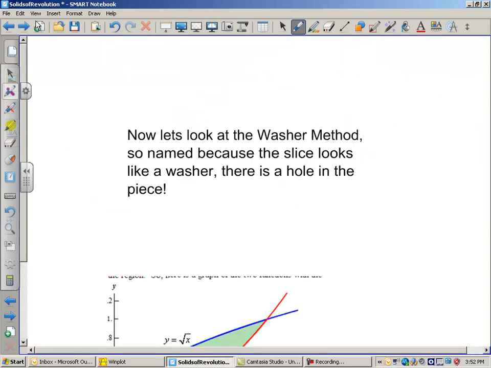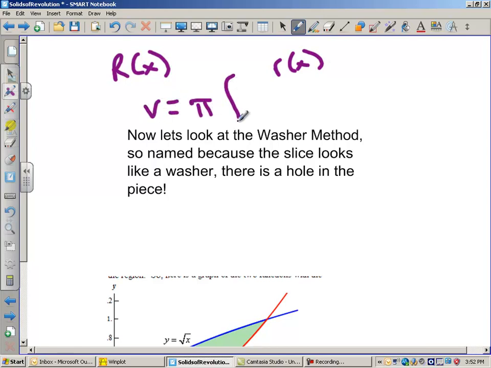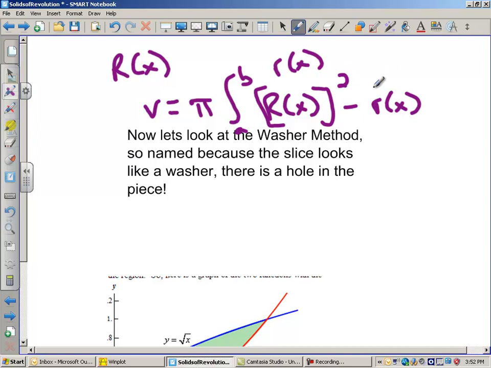Okay, so let's now take a look at what if we have a hole. If you have a hole, you need to find an outside radius and an inside radius, and our volume is going to be pi times the integral from a to b of outside radius squared minus inside radius squared.